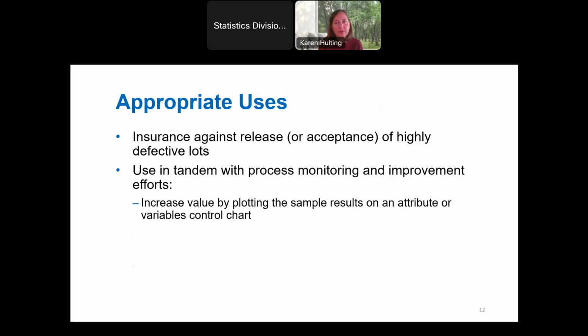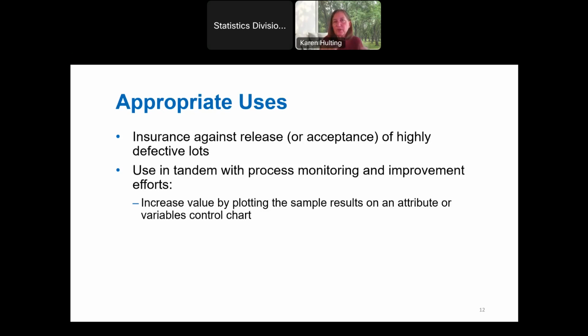Okay, so what are appropriate uses? I think I've mentioned this a little bit already. It is an insurance policy against the release or acceptance of highly defective lots. It's good to use acceptance sampling in tandem with these more proactive tools. If you can take your sample, get the sample data, and not only make an acceptance sampling decision with that sample, but then use that data in a control chart, right? You could use it in a P chart. If it's variables data, you could use it in an XBAR R chart or XBAR S chart.